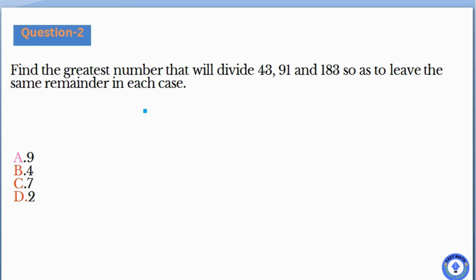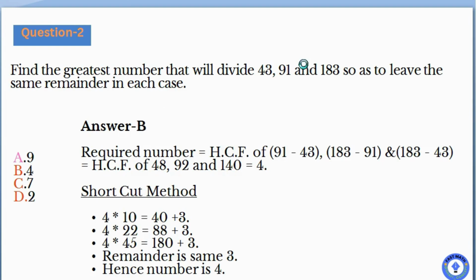Find the greatest number that will divide 43, 91 and 183 so as to leave the same remainder in each case. In this, I go with the conventional way of doing it first so that you have a better idea. You take them as A, B, C. Whenever the word greatest number comes, as per our definition we should calculate the HCF of B minus A, C minus B and C minus A.